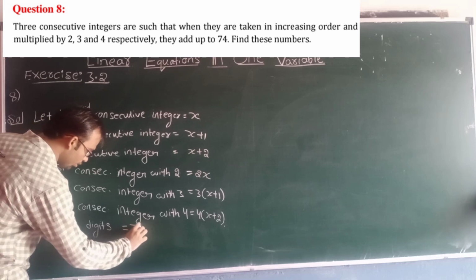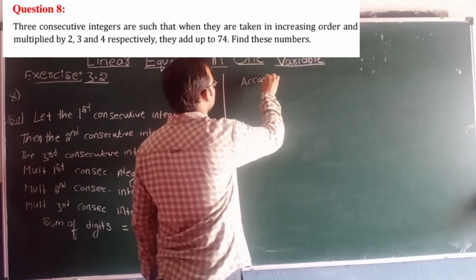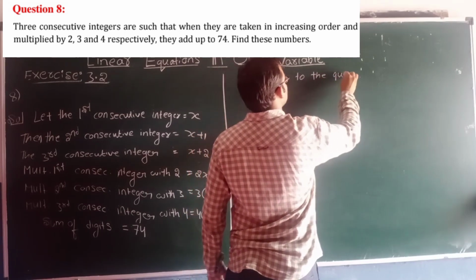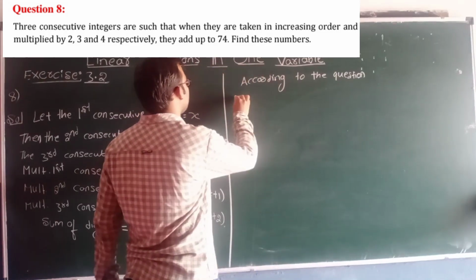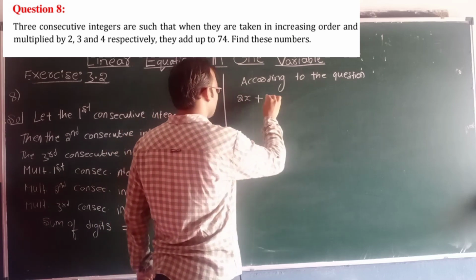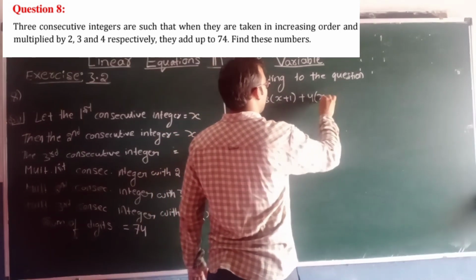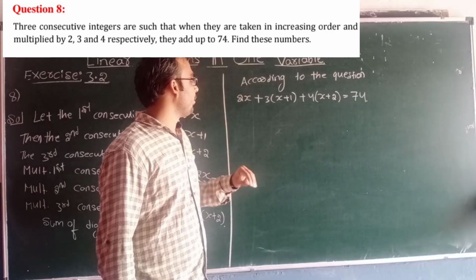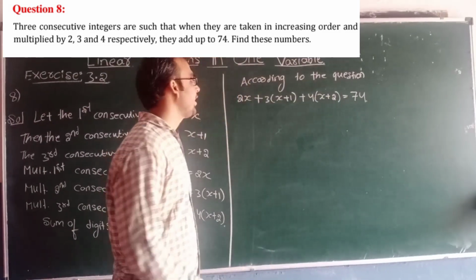Sum of digits is equal to 74. Now according to the question, look at your students. According to the question, what is there? 2x plus 3 into x plus 1 plus 4 into x plus 2 equals to 74. When we multiply the consecutive integers with 2, 3 and 4, and when we add them, what we need to get? We need to get 74.